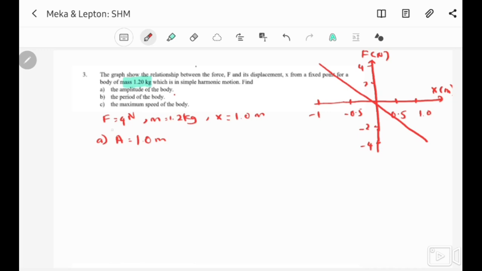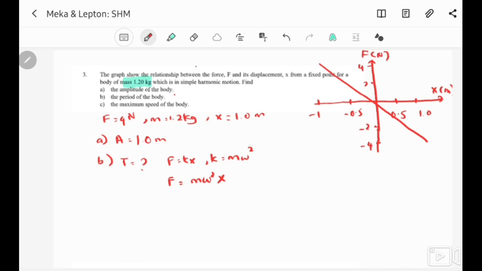Question B, period of the body. The question asks us to find T. Where do we get T? We have the equation F equal to kx, which we get from Hooke's law. k is also equal to m omega square. We already have F and x. From these two relationships, we get F equal to m omega square x.